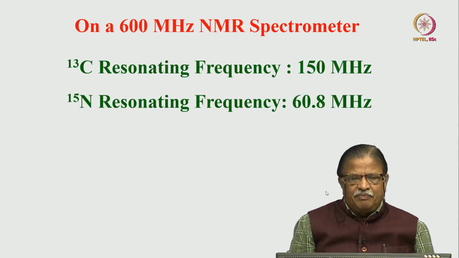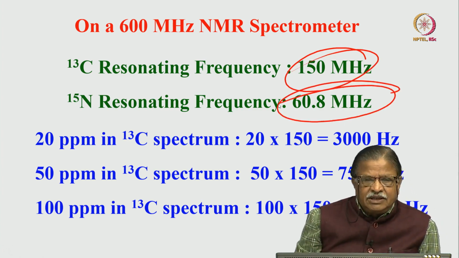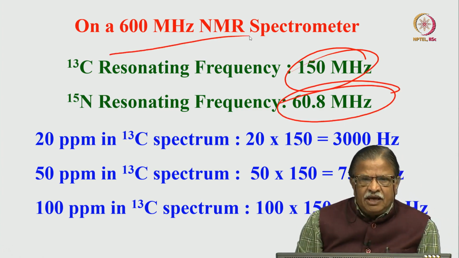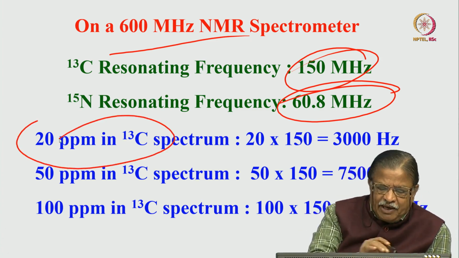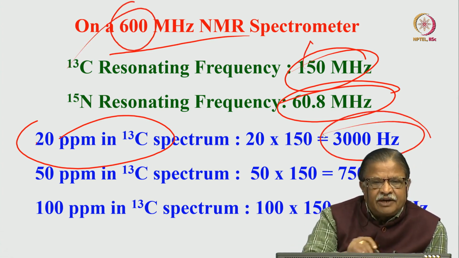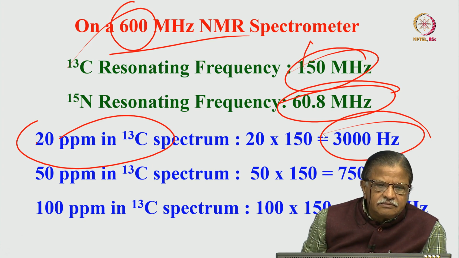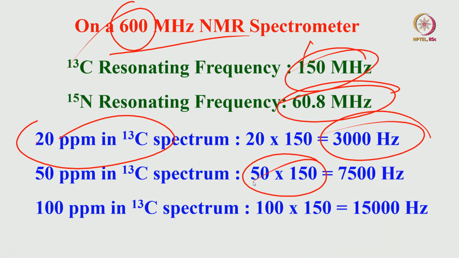Now, let us take few examples. As I told you, carbon 13 comes at 150 megahertz, nitrogen comes at 60 megahertz in the same 600 megahertz spectrometer. Now, what is the value of 20 ppm in carbon? 20 ppm in a 600 megahertz for carbon is 150 into 20 is 3000 hertz. If I want to calculate 50 ppm, exactly same. All you have to do is multiply by the resonating frequency, you get 7500 hertz. For 100 ppm in carbon 13, you get 15,000 hertz. This is how we can do that.